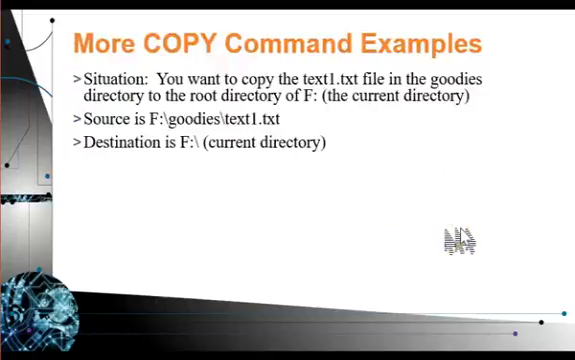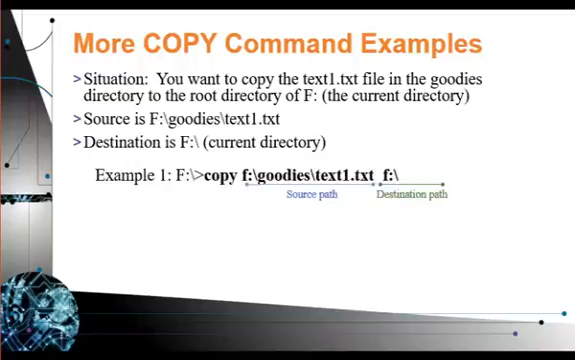Alright, so here I'm going to give a very similar example, same text1.txt file, but this time it is in the goodies directory still, but we want it to go in the root directory of the F drive, currently where we're working. So the file is located on the F drive in a directory called goodies, and it's text1.txt. Where we want to stick it is the root directory of the F drive. So here's how to do that.